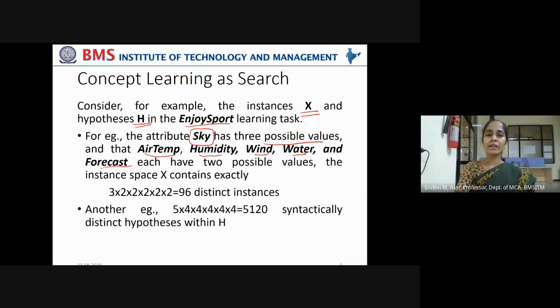Okay. Now the instance space X contains exactly how many combinations? Three possible values for sky, so 3 into 2 possible values for air temperature, and 2 possible values for every other column we have assumed. Okay. If these are the possible values, how many combinations do you get? 96 distinct instances you get. Means 96 distinct training examples it can get. Maybe they are recorded really or not, we don't know, but the most possible instances are 96.